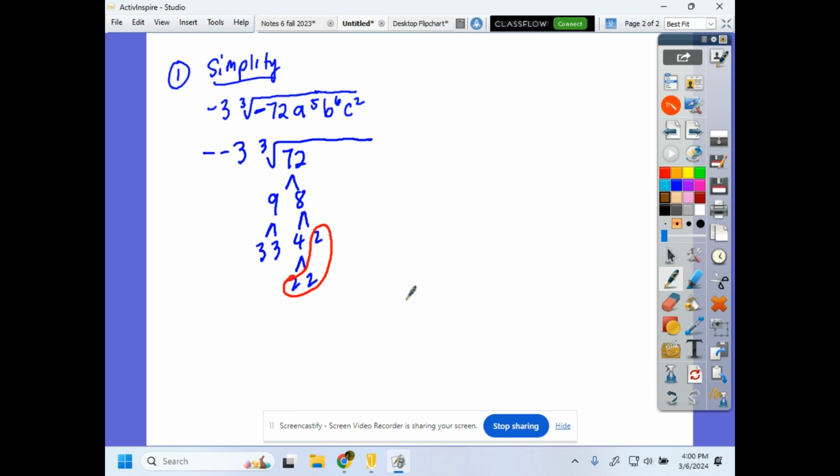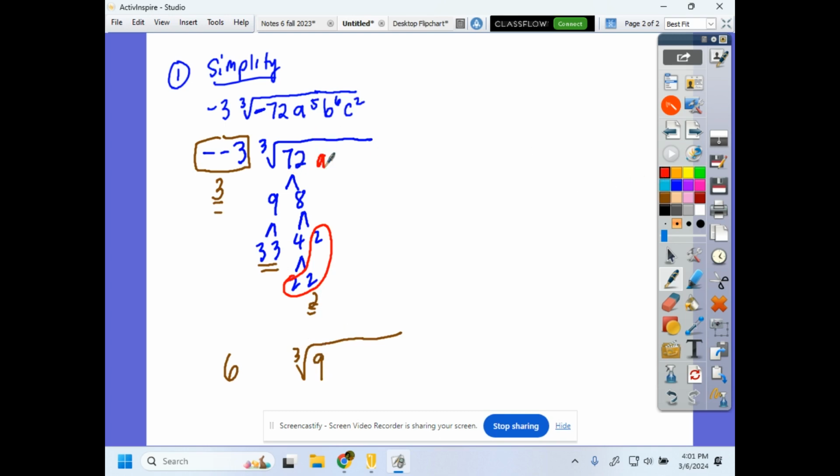So therefore, I'm going to have a 2 outside together with the negative and negative 3, which we know will be a positive 3. So this will become now 6 because you multiply the 2 here by this 3 here. But the two 3s, which is 9, will stay inside. Don't forget your index.